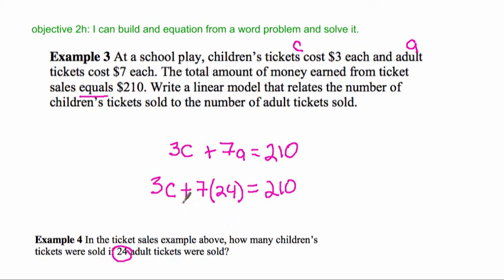I'm going to start by simplifying this side of the equation by doing 7 times 24. And I get 168, so it's 3C plus 168 equals 210. Now I just have a two-step equation to solve here. So I'm going to minus 168 from both sides. They cancel out over here, and I'm left with 3C equals 210 minus 168 is 42.